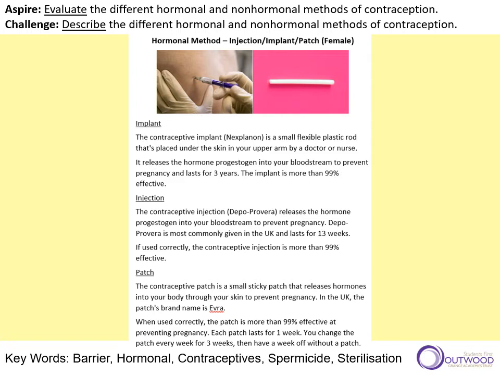You can change the patch every week for 3 weeks, and then you can have a week without a patch. Okay, and that's for when you wish to bleed. So we have got implant, injection and patch. I'm going to give you 30 seconds. They're hormonal. However, you'll probably need a bit longer for those. But they're all pretty much similar in terms of their effectiveness.